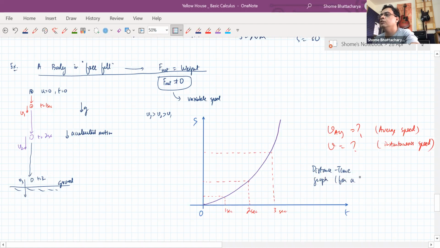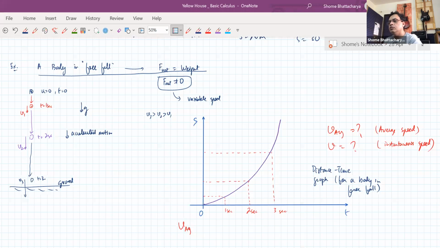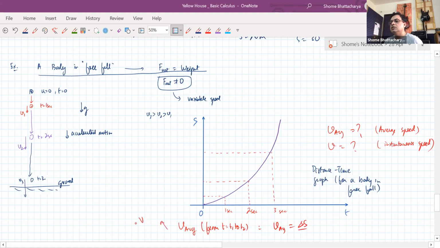Okay. For a body in free fall, if I ask you what is the average velocity for a time interval from t equal to t1 to t2? So we would say that the average velocity is displacement during that time, or the average speed rather. We're still talking in scalar terms, so this is average speed. So it would be S2 minus S1 upon T2 minus T1.